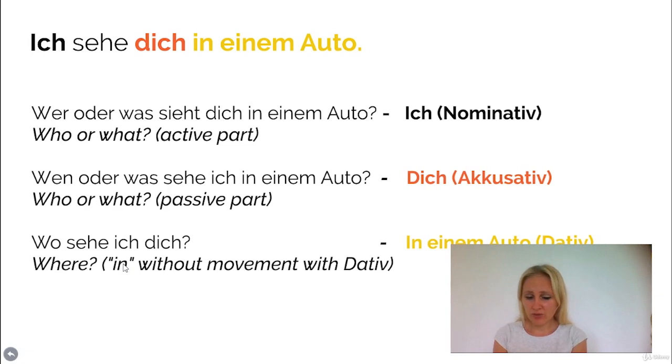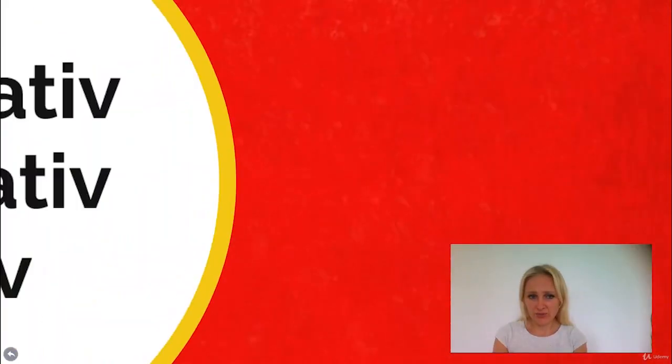In the A2 level, you will learn it much more in depth with those Wechselpräpositionen, as we call them. Okay, so in einem Auto, this is the dative object. Also, you see the indefinite article einem. It must be dative because it has an M at the end. Okay, so that would also be a hint for you.